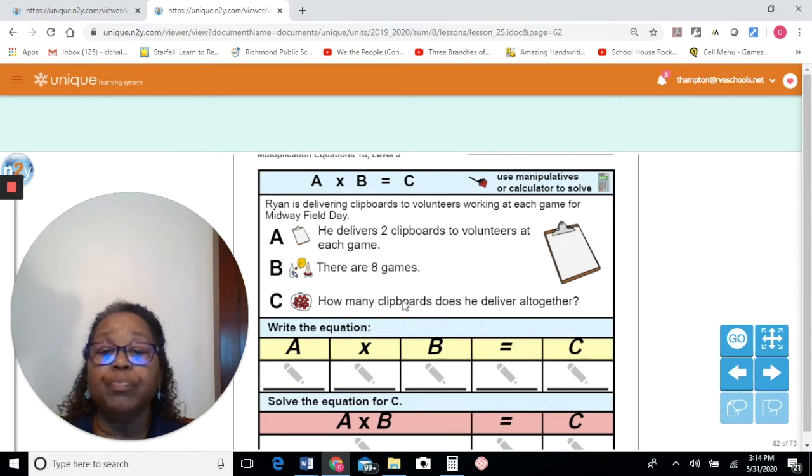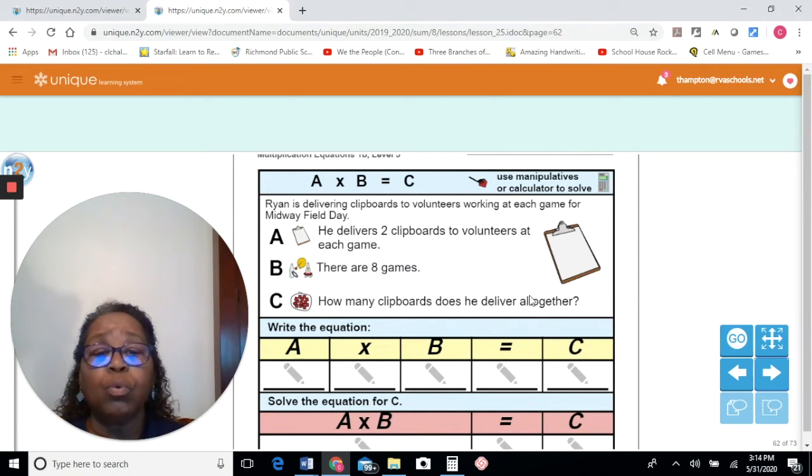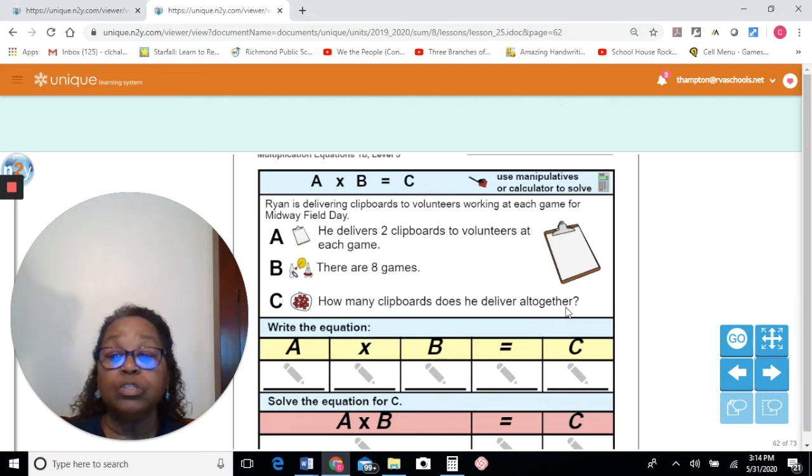All right, so let's see if we can plug in. We know that our expression will be A times B equals C. And how do we know that? Do you remember? We know the word altogether means that there is going to be some addition. What we have to decide is whether it is addition or multiplication. Multiplication is repeat addition. So let's read: 2 clipboards. Excellent. That's where you make the distinction. It's not just 2 plus 2.